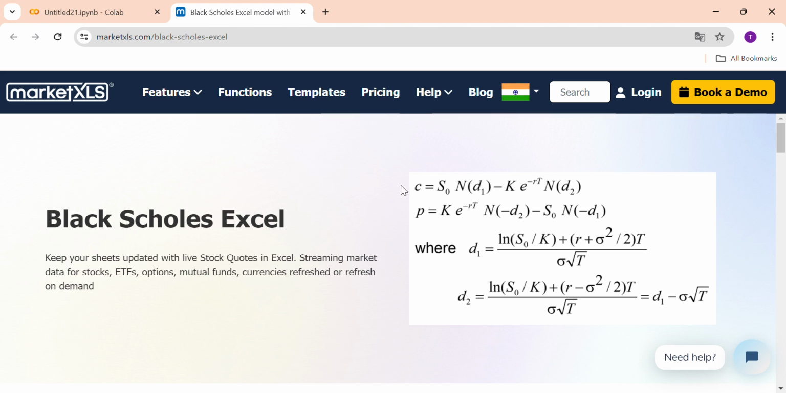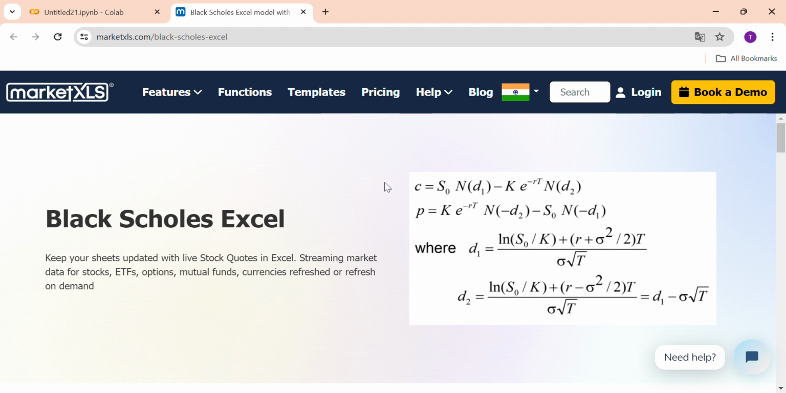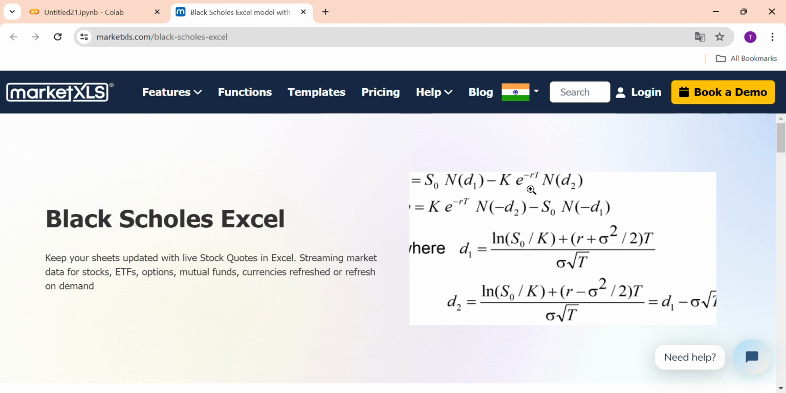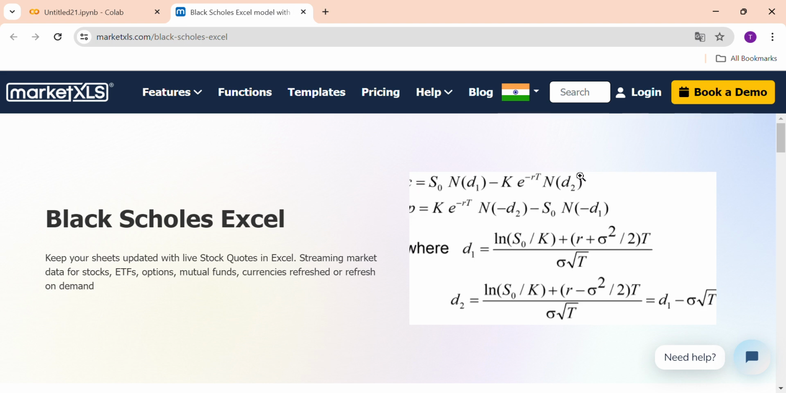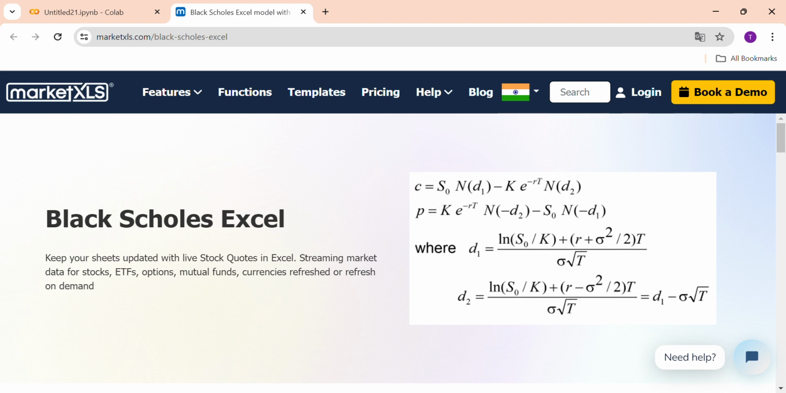So this is the formula for the value of a European call option, same as that of a European put option, and then we have D1 and D2. Now if you observe, we have around 5 parameters involved. S is the stock price, K is the strike price, R is the risk-free rate of return, T is the time to maturity, and then we have sigma, which is the volatility of the stock.